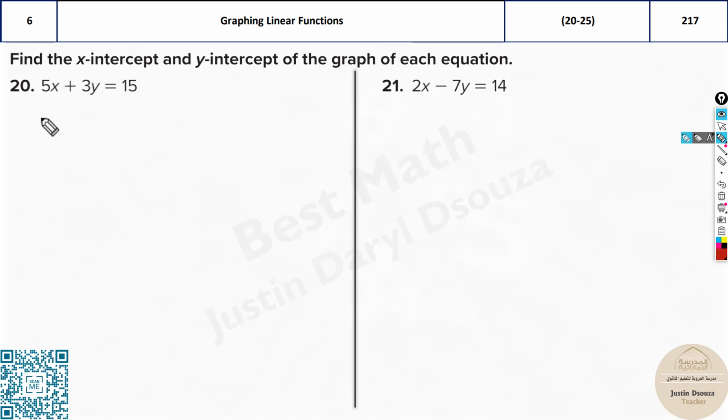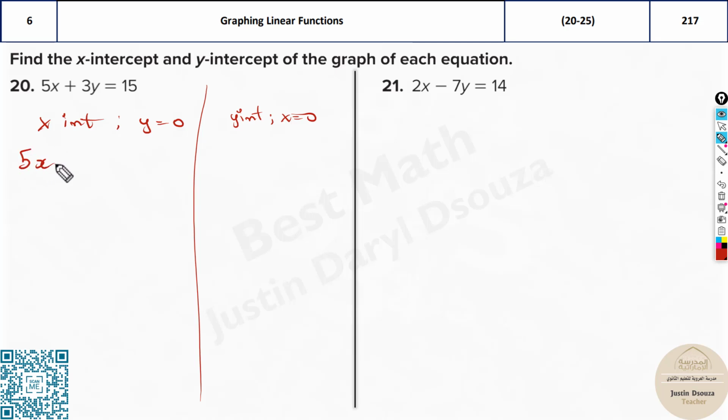First, you need to remember that to find the x-intercept, the y value will be equal to 0, and to find the y-intercept, the x value will be equal to 0. These are two different things, okay? So in this equation, 5x plus 3y equals 15, to find the x-intercept, I need the x value, so y is 0: 5x plus 3 times 0 equals 15. Now for the y-intercept, I need the y value, not the x. X will be 0: 5 times 0 plus 3y equals 15.